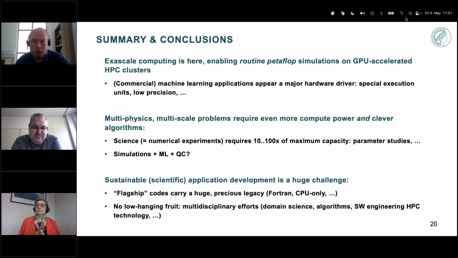Then we can probably make sure that the investment Europe is making at the moment, which is great, into lots of compute power and hardware, is actually going to lead to new scientific discoveries. Thank you very much.